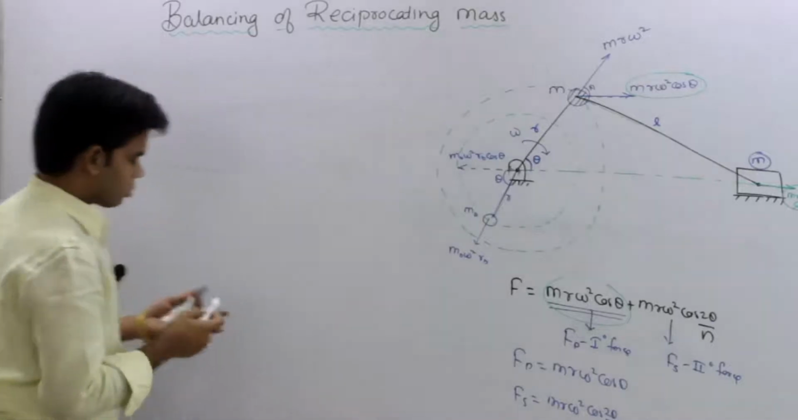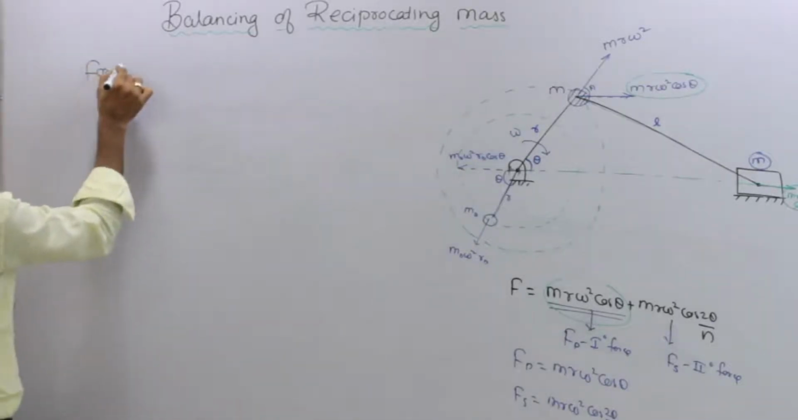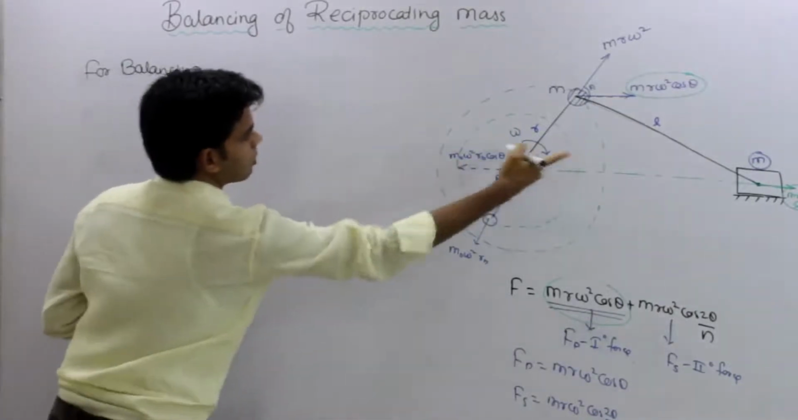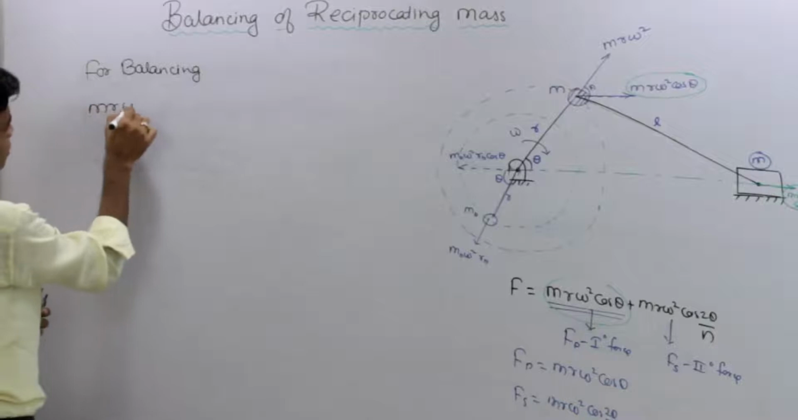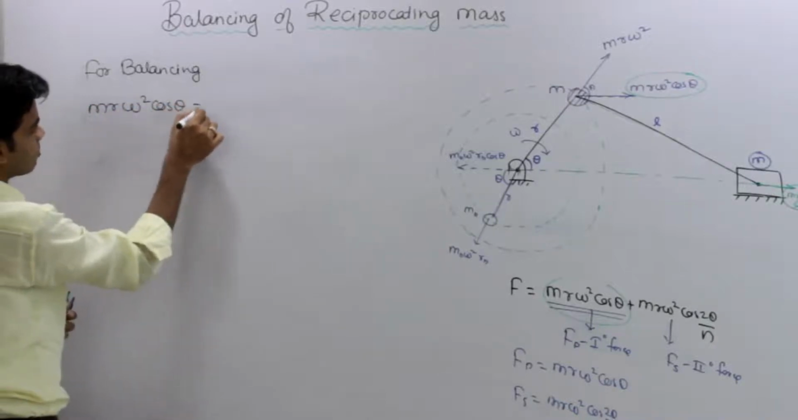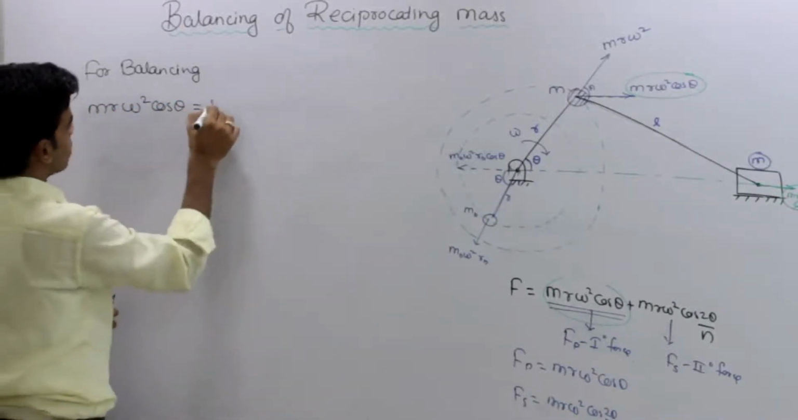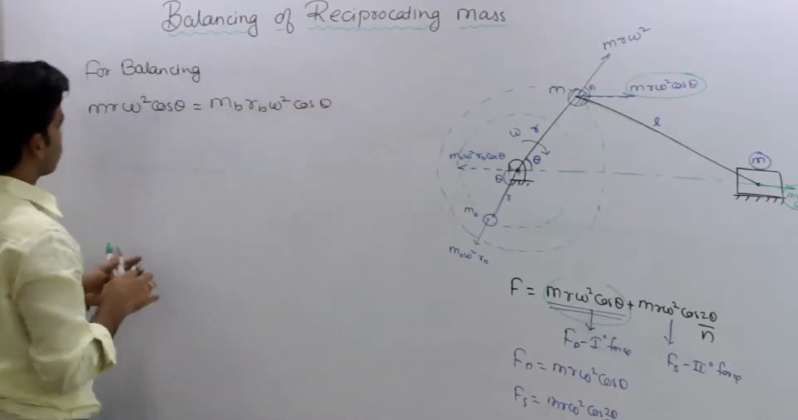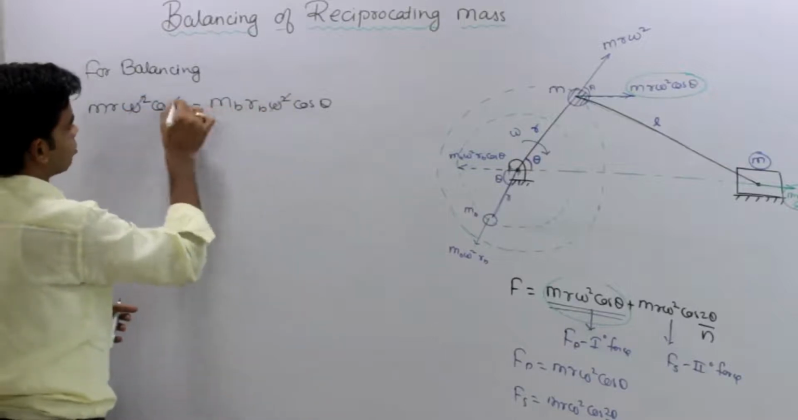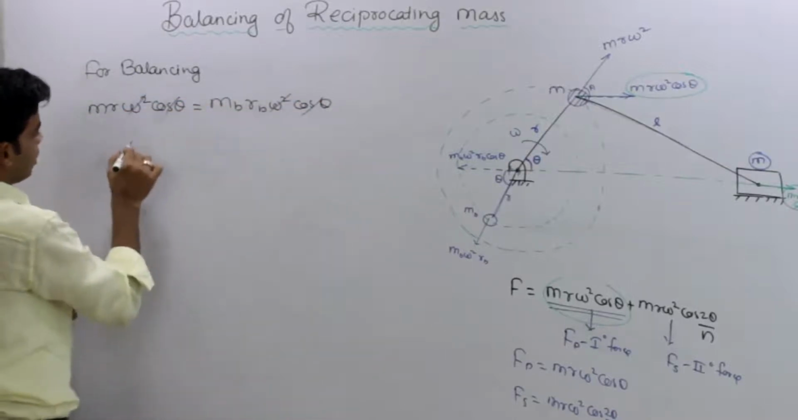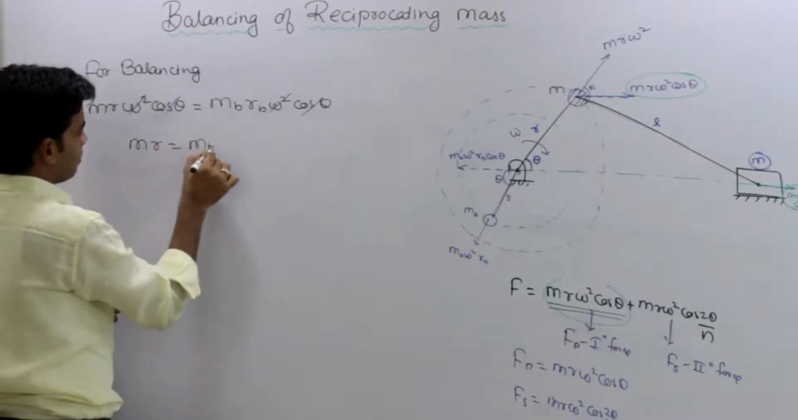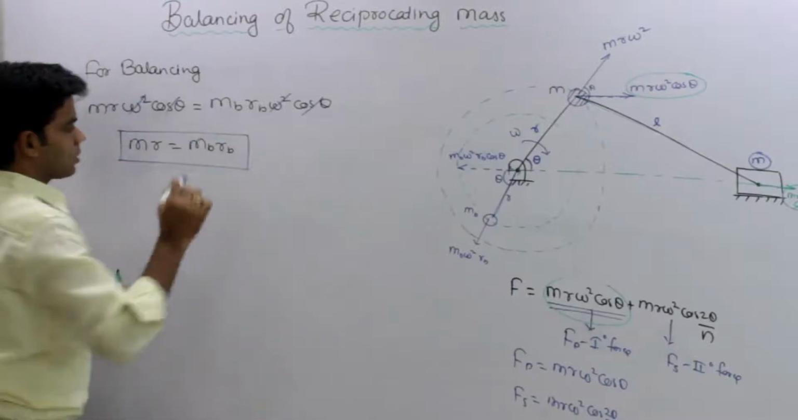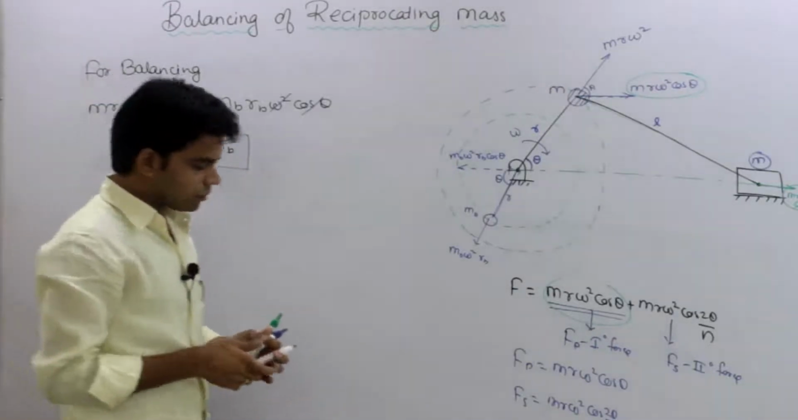Getting this now? Okay, so what is required for balancing? mr omega square cos theta, which is the primary force component of that slider, is equal to mb rb omega square cos theta. From here omega square gets cancelled out, cos theta gets cancelled out, and we get m into r is equal to mb into rb. Getting this or not? But this is not the final case.